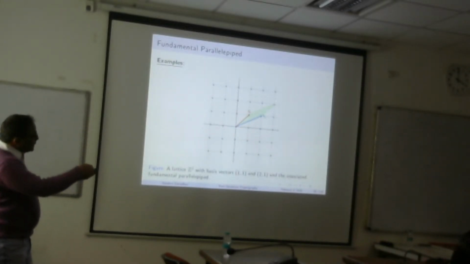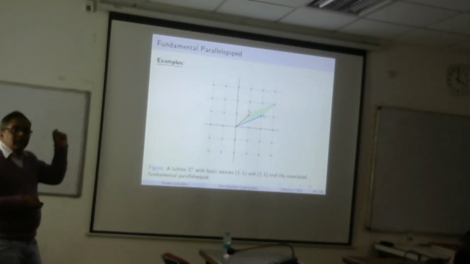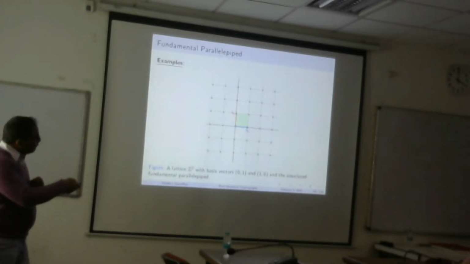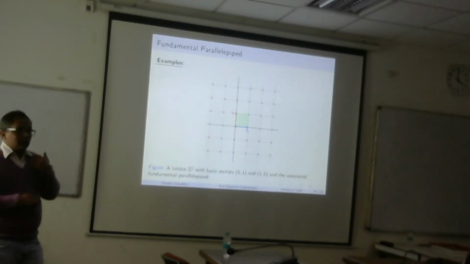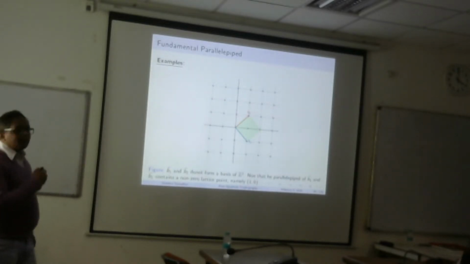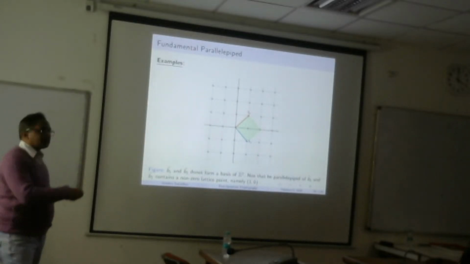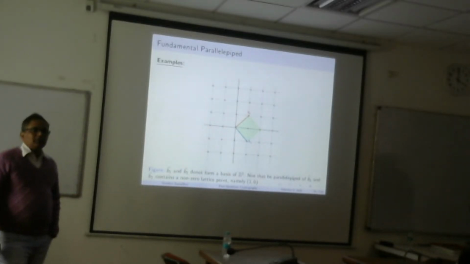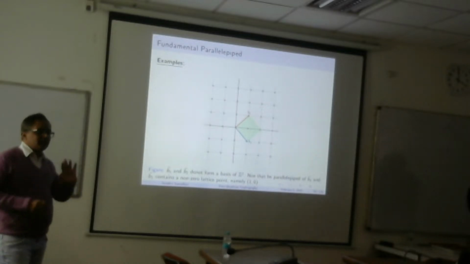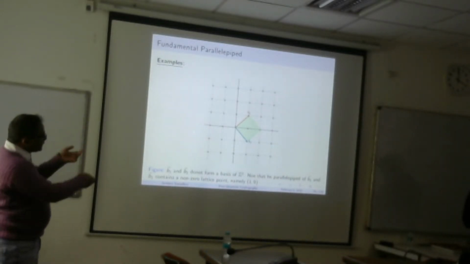Here you see this parallelepiped does not have any lattice point. Here also you don't have any lattice point within the parallelepiped, but here you have a basis vector within the parallelepiped. The moment you have it, it is not a lattice. So this is a very simple result which we can understand geometrically. This is not a lattice.